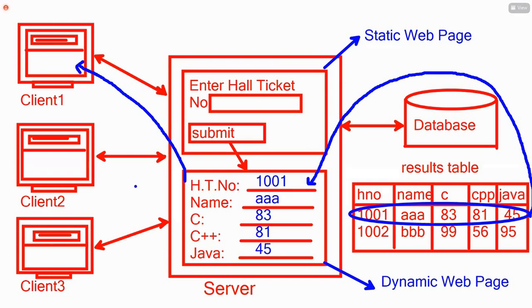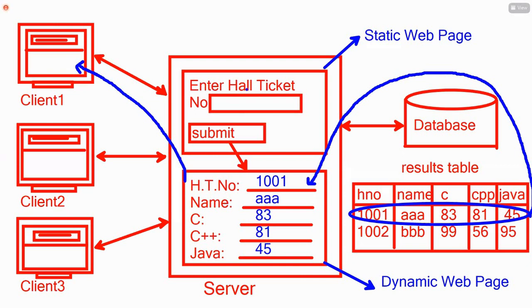Now again, this person types the URL. He sends the request to this program. This program, the total program, is passed to the browser. When the browser receives it, it executes. After getting the output, he enters the hall ticket number. Then again the hall ticket number comes here, communicates with the database. That data is loaded and passed to the browser. Like this, it is working. Now, this page is common to all users, that's why it is called a static web page. This page is specific to user, that's why it is called a dynamic web page.